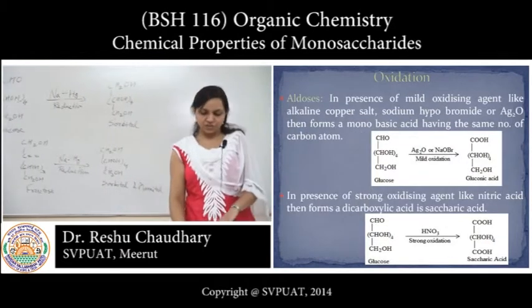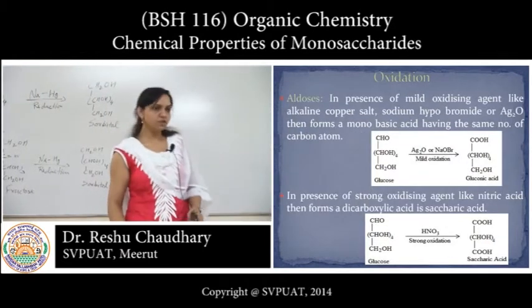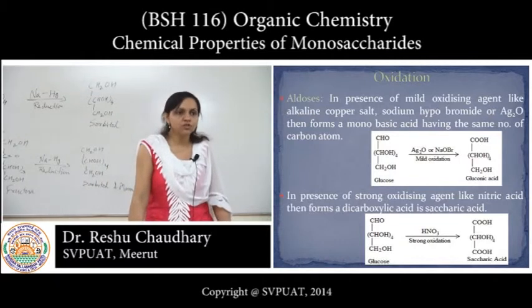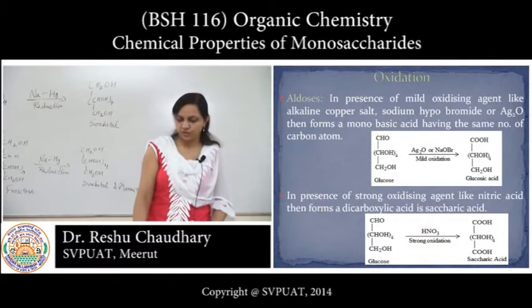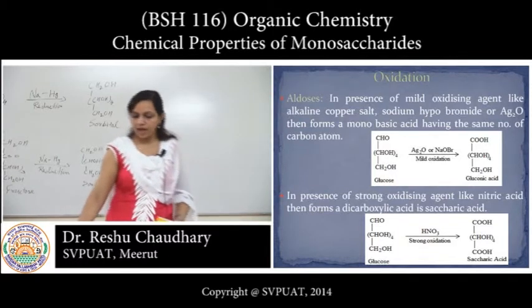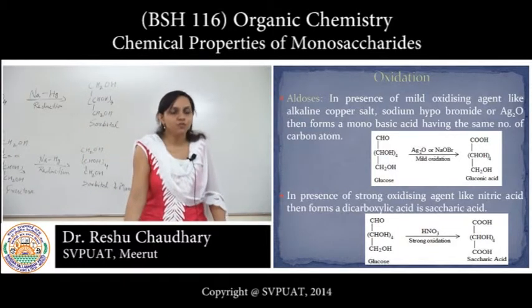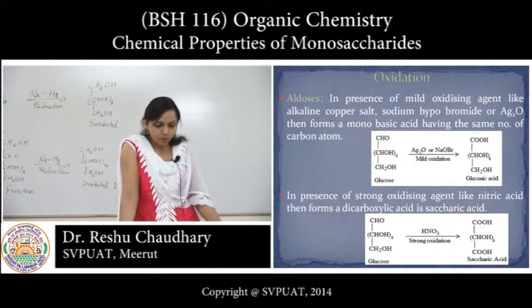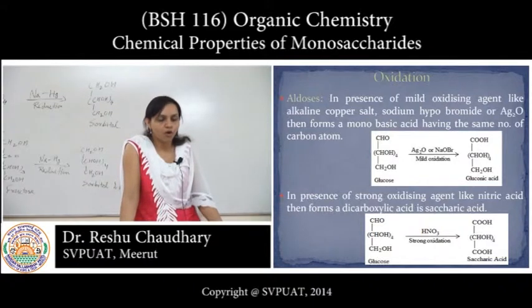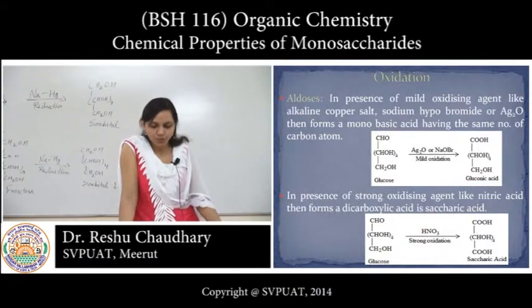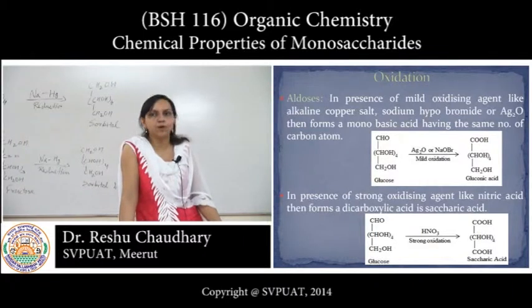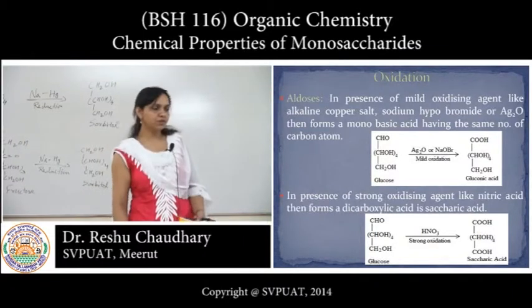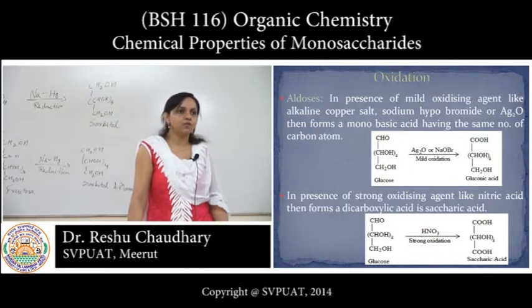Now the second reaction is oxidation, in which we will discuss aldoses and ketoses in different types of reaction. First we will discuss aldoses. In the presence of a mild oxidizing agent like alkaline copper salt, sodium hypobromite or silver oxide, it forms a monobasic acid having the same number of carbon atoms. First we will discuss aldoses, then glucose.